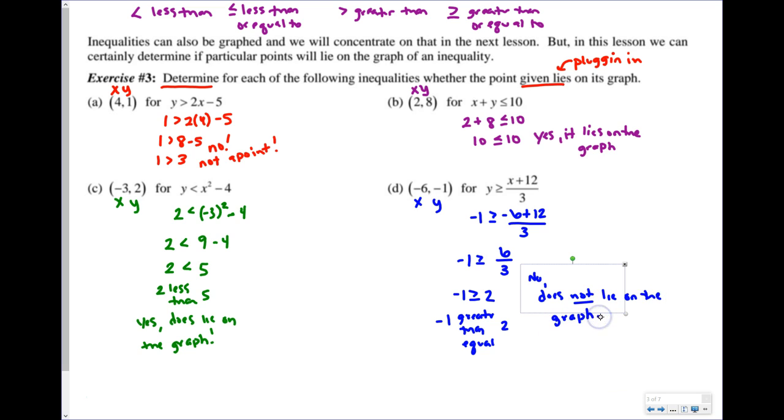So the overall lesson here is that if the point satisfies the equation, it's on the graph. If the point doesn't satisfy the equation, then it's not part of the graph. We don't have to graph these to even determine that. We can determine it algebraically by plugging in the values and seeing if it's true. Okay?